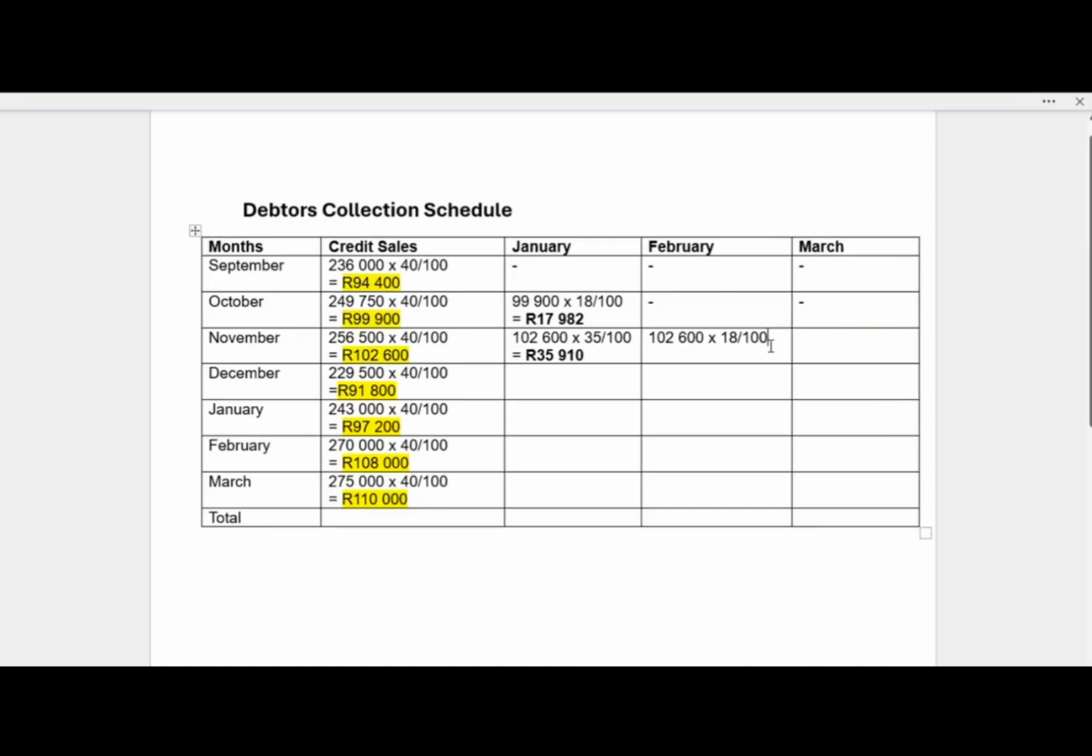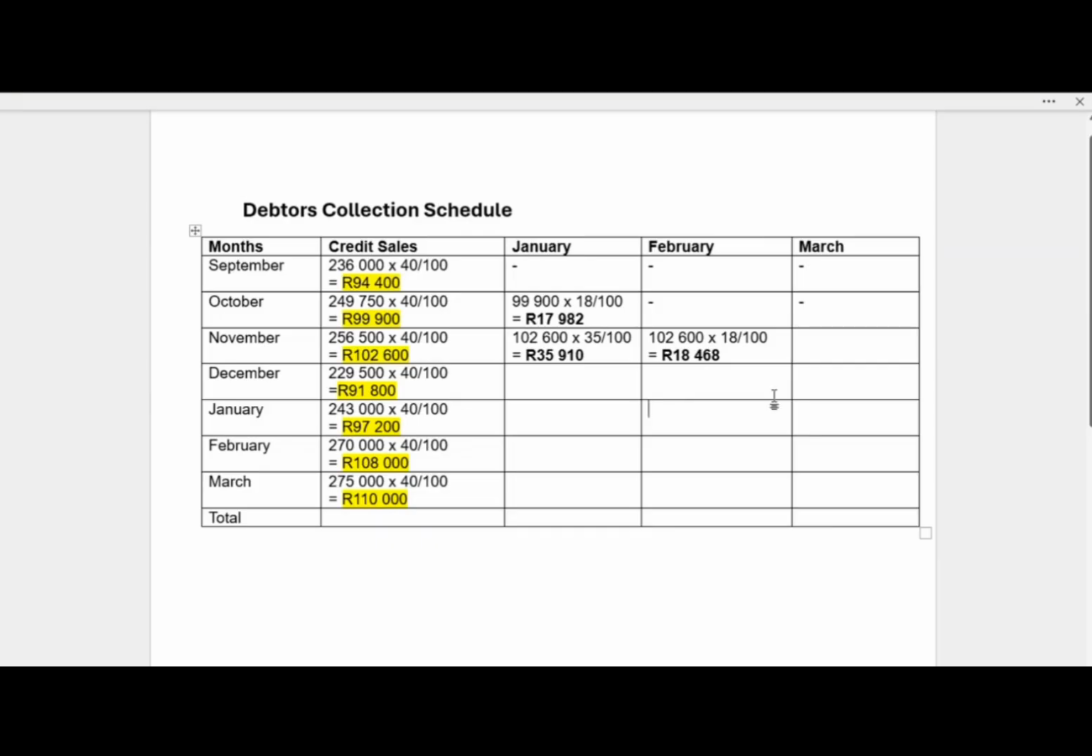Right, and then how much are you collecting for the month of February for the month of November in February? All right, so let's see that. Let's put that on the calculator. It's going to be 102,600. You multiply by the 18 out of 100. So I'm getting 18,468. All right, that is what you are going to collect for the third month after November.